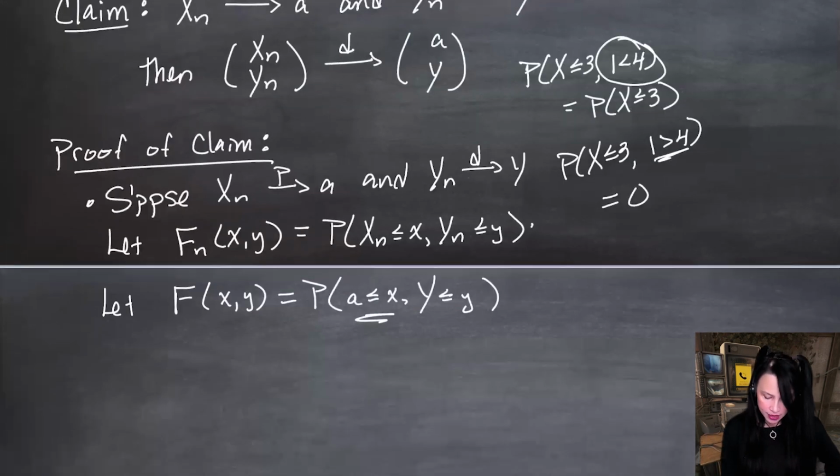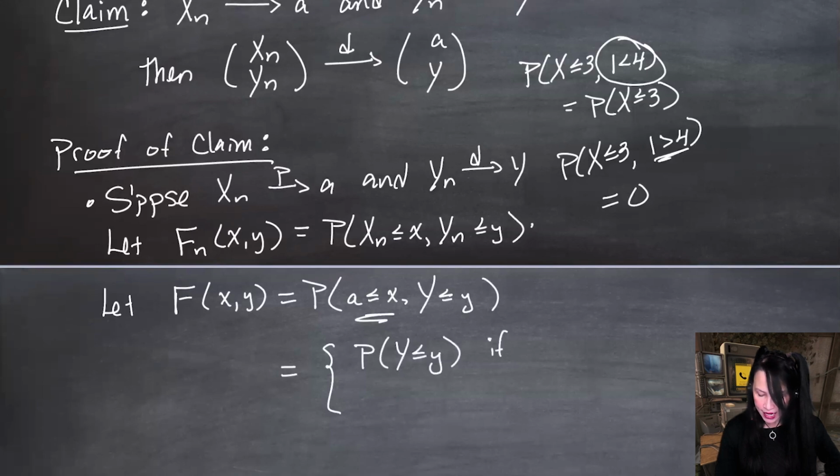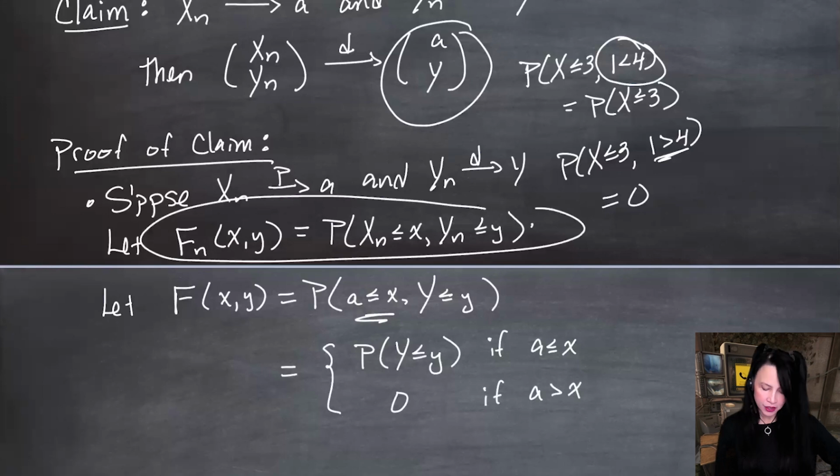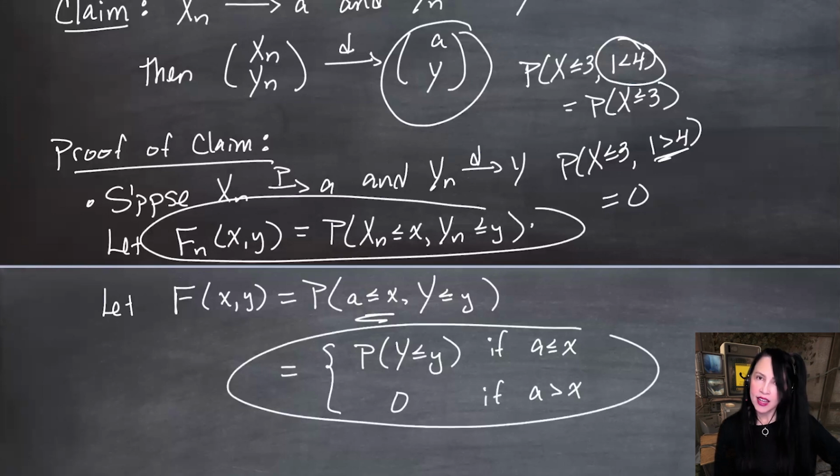So that's what I'm about to do with the line on the bottom now. I'm going to rewrite this piecewise as just the probability that Y is less than or equal to y if, in fact, a is less than or equal to x, and then 0 if a is greater than x. That is the CDF for this random vector. I want to show that this, as n goes to infinity, converges to this. And remember, for convergence in distribution, we only need the convergence to hold at all points of continuity of the limiting CDF.